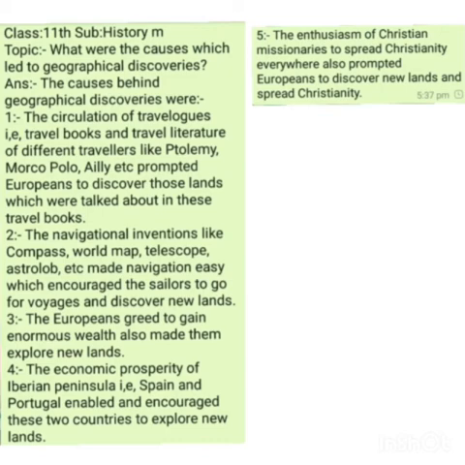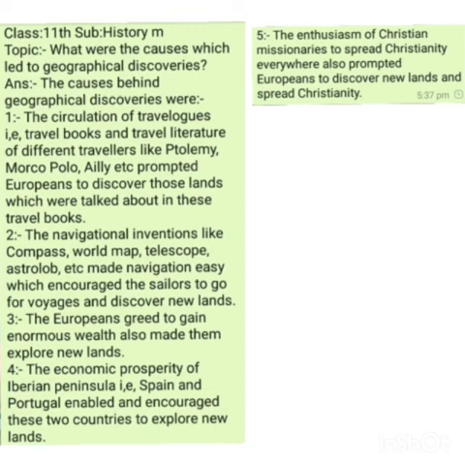Another important thing: navigational inventions like the compass, world map, telescope and other such instruments made it easier for sailors to sail to unknown places and made exploration easy. Discovery of different places was made easy by all these instruments.